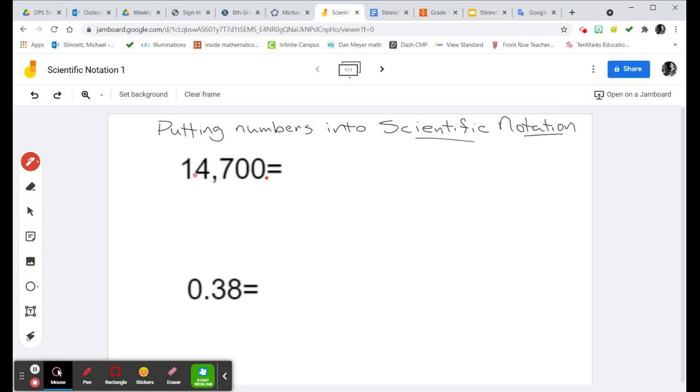But we have to count how far we went. How many digits did we move over? How many places did we move? So we're going to start here and we're going to count over. So we're going to say 1, 2, 3, 4.